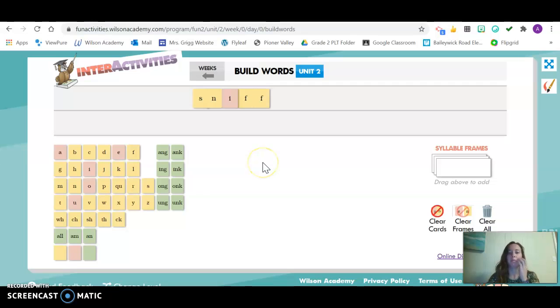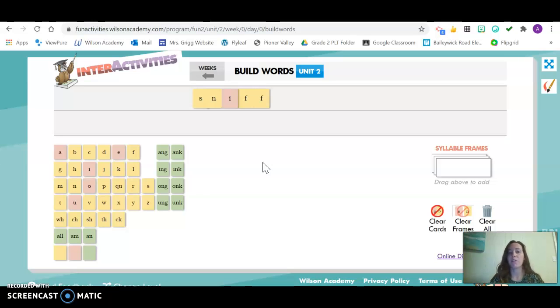All right, elbows up, let's tap. S, n, i, f, f, sniff. How many sounds are in that word? Count how many taps you made. S, n, i, f, sniff. I made 4 taps. There are 4 sounds in this word, but there are 5 letters.